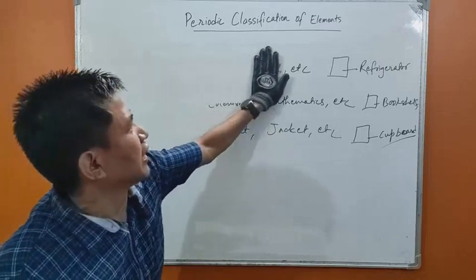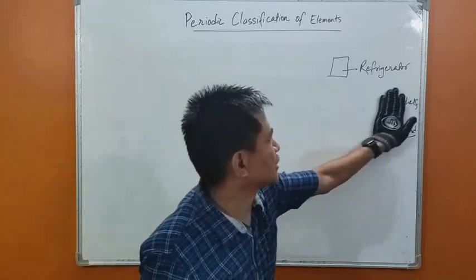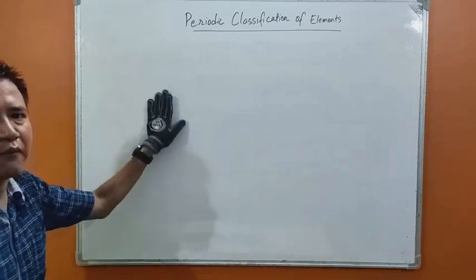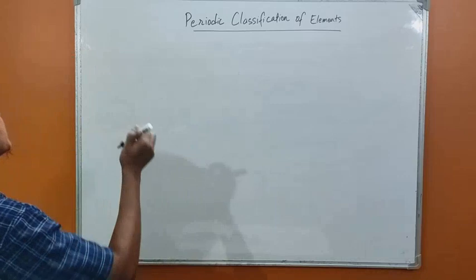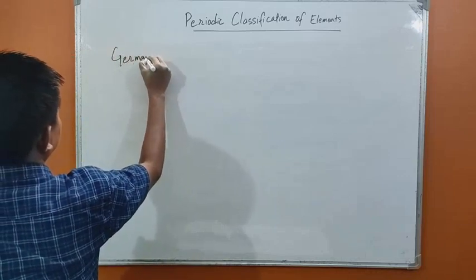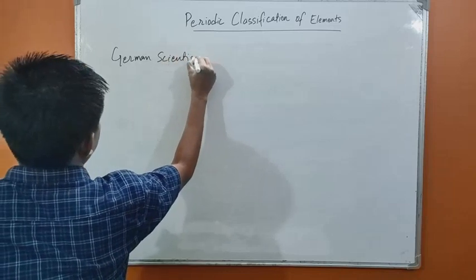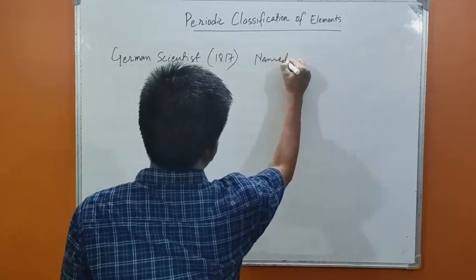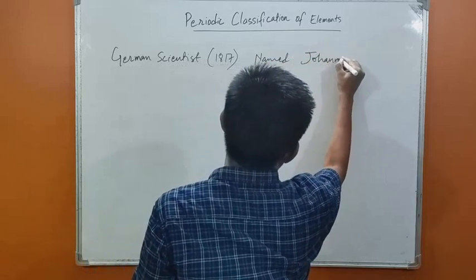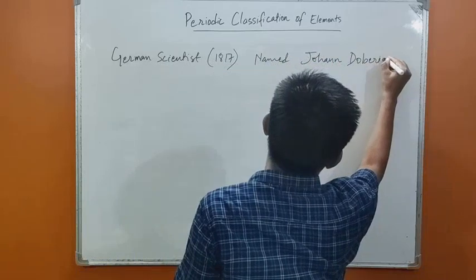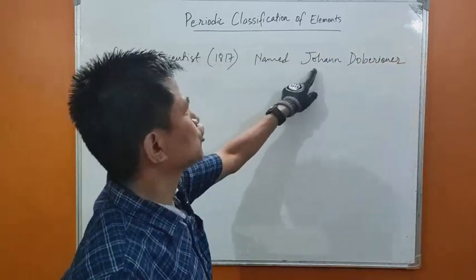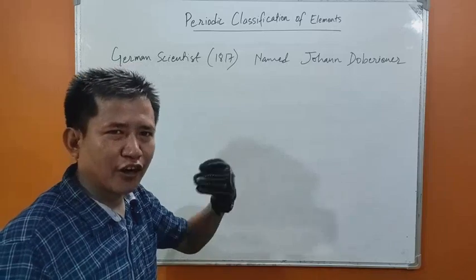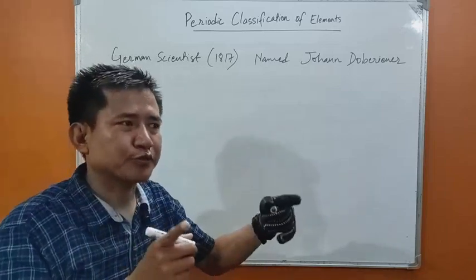We are going to proceed with the topic, history of classification of elements, okay? I hope you got my point. The first scientist who came up with the idea of classification of elements was a German scientist named Johann Dobereiner in the year 1817, and he classified elements in groups of three and called them triads.